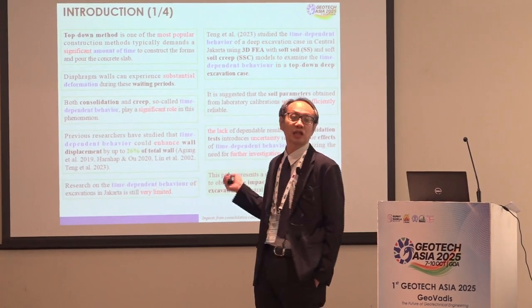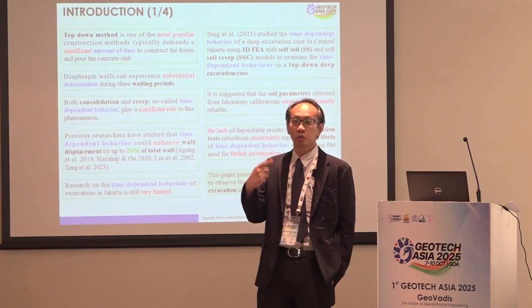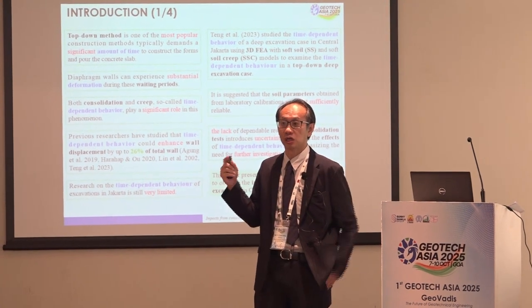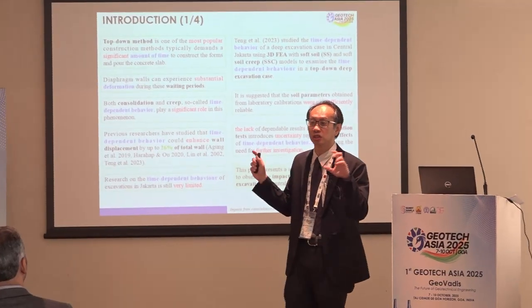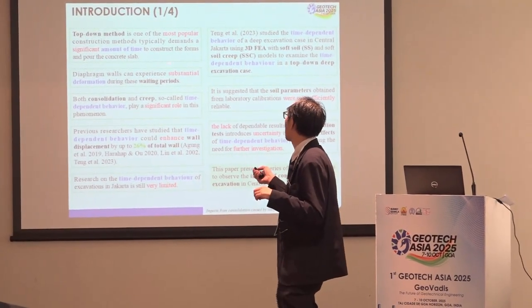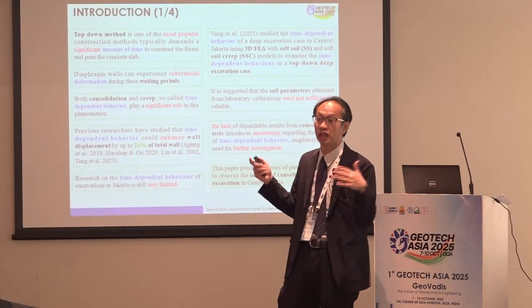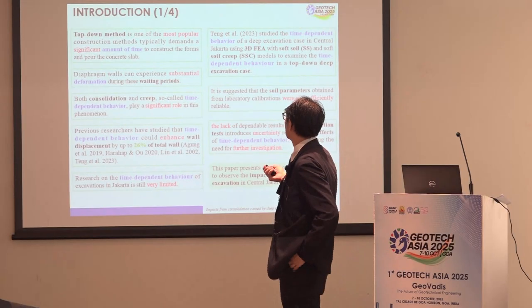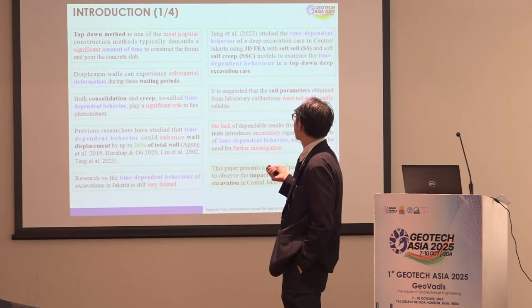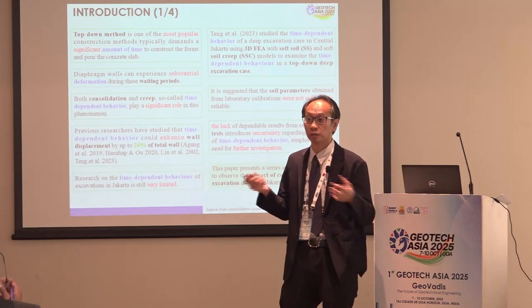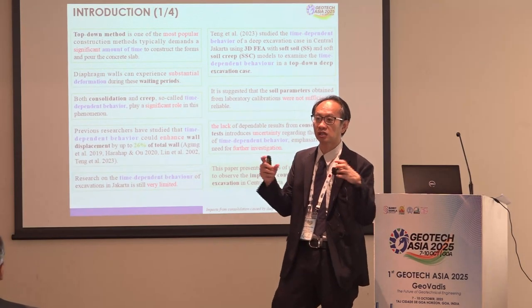For the top-down method, because we normally have to use RC slab as a horizontal support, it takes a longer time. That's the reason why it demands a significant amount of time to construct the excavation, because we need the RC slab as a horizontal support. And the diaphragm wall can experience substantial deformation during the waiting period because the casting time is longer.